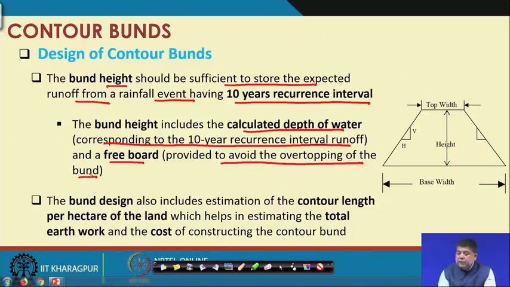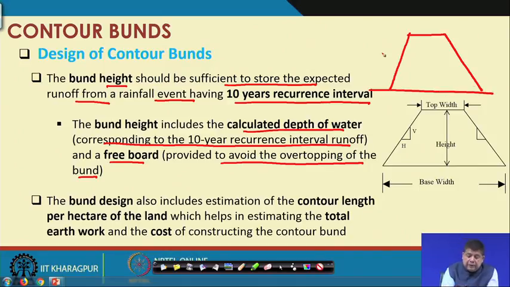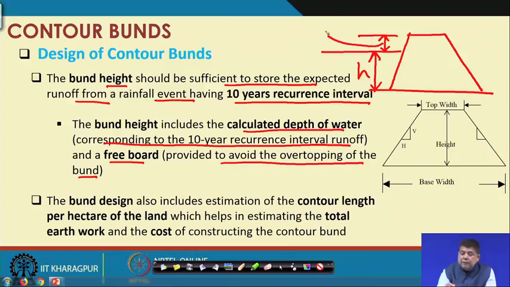So, if this is the bund cross section, say for example, once we know how much water is to be stored, first we will calculate that. So, this could be, let us say we call it H, which is the depth of water, and this is the theoretical depth which we calculate first. Then, in order to avoid overtopping, we provide some kind of safety margin, that is referred to as freeboard.